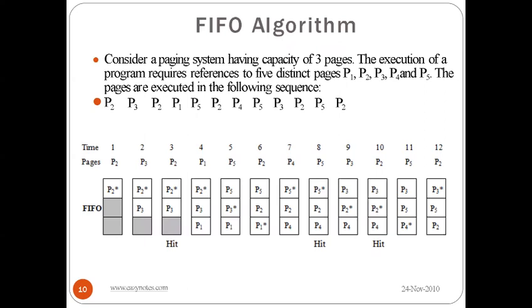Consider a paging system having capacity of 3 pages. The execution of the program requires reference to 5 distinct pages: P1, P2, P3, P4, and P5. The pages are referenced in the following sequence: P2, P3, P2, P1, P5, P2, P4, P5, P3, P2, P5, P2.